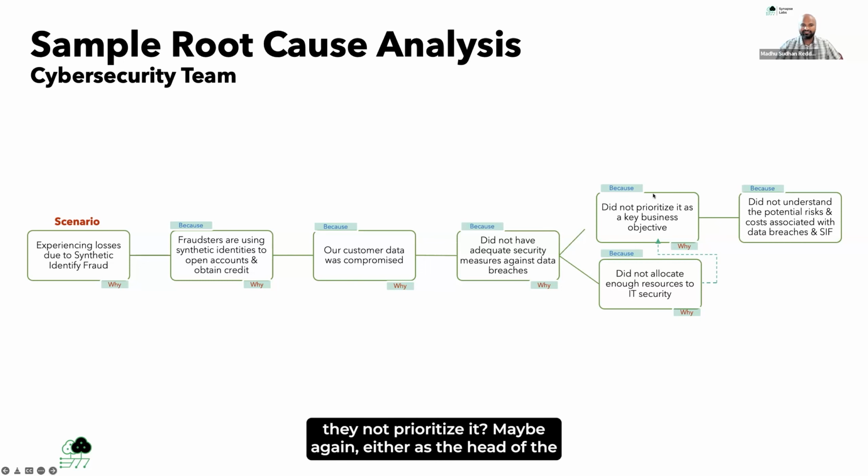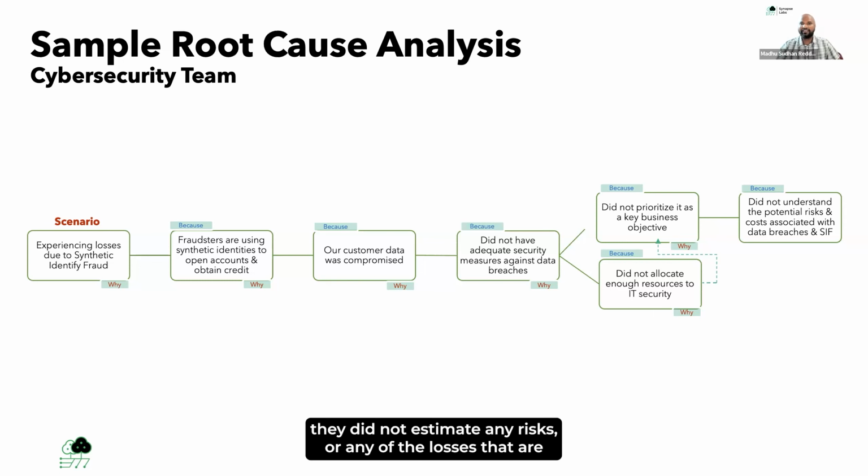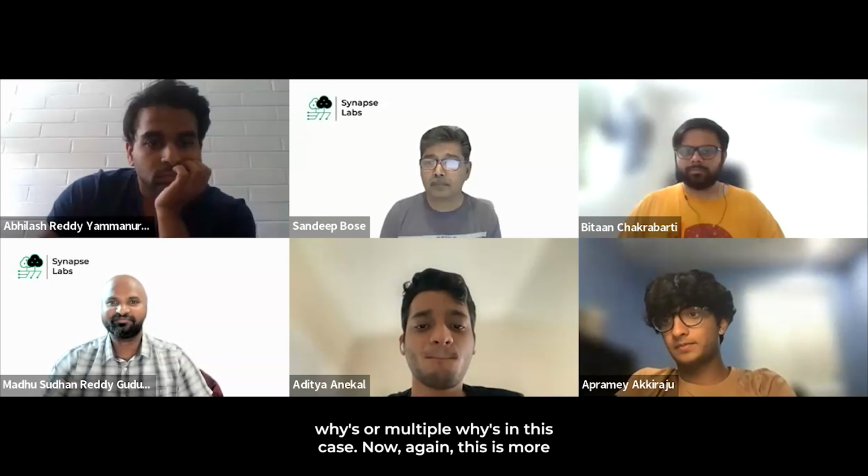And why did they not prioritize it? Maybe, again, either the head of the cybersecurity team or the entire executive leadership team. Why did they not prioritize it? Because they did not estimate any risks or any of the losses that can potentially be incurred through the synthetic identity fraud. So this is, again, if we keep on asking among the cybersecurity teams the series of 5 whys, or multiple whys in this case. Okay.